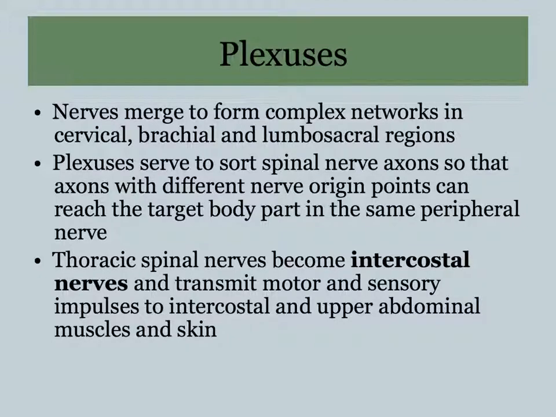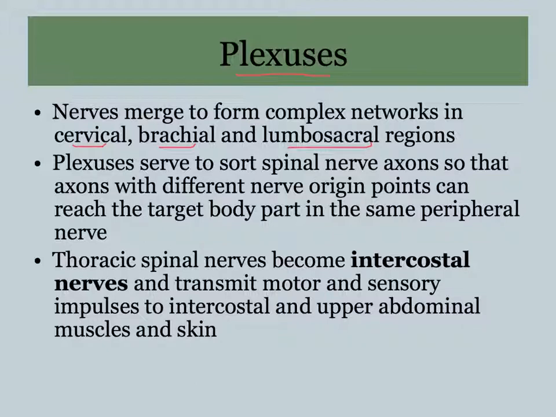Now I mentioned that the nerves form these big branching sections. They're called plexus. So there are 3 plexus that I want to talk about, and they're the cervical, the brachial, and the lumbosacral sections. The plexus serve as a way to sort spinal nerve axons so that axons with different origin points can reach the target point of the body in the same peripheral nerve. So they're coming out of the central nervous system, being carried by different axons or different groups of nerves, and then they're sort of resorted after they leave the spinal column.